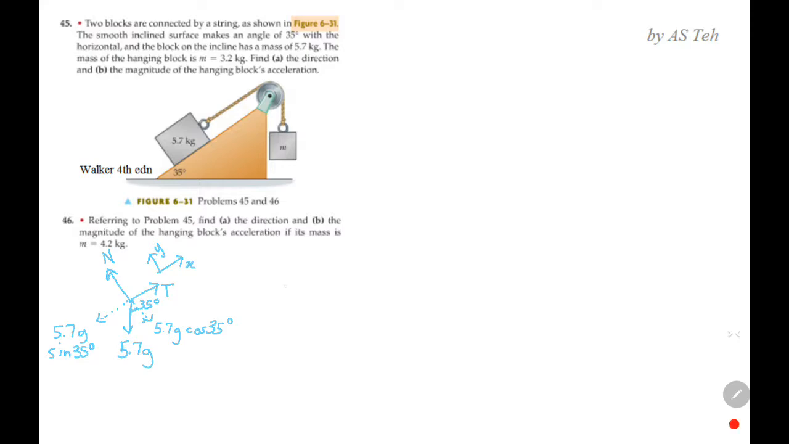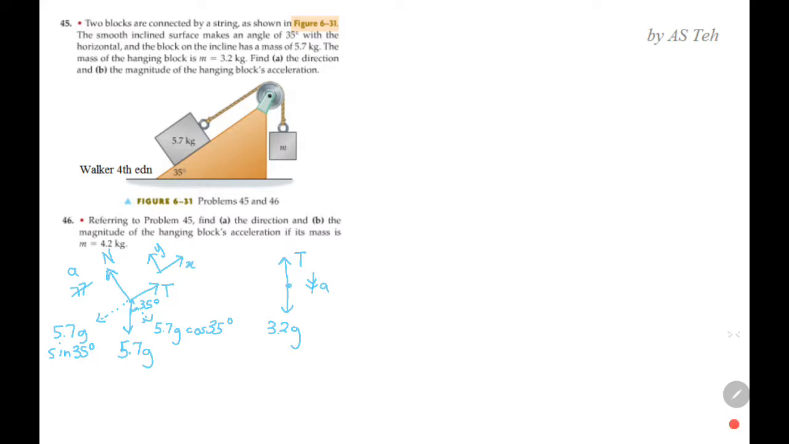So for the hanging mass, we have T that's holding him back, and then we also have its weight, so it's 3.2 g. Okay, so for this first instance, let's assume that the acceleration is in this direction. Therefore, for the 5.7 kg mass, it will actually be going upwards along the incline. Okay, so what we then now need to do is put together their force equations in the relevant coordinate system.